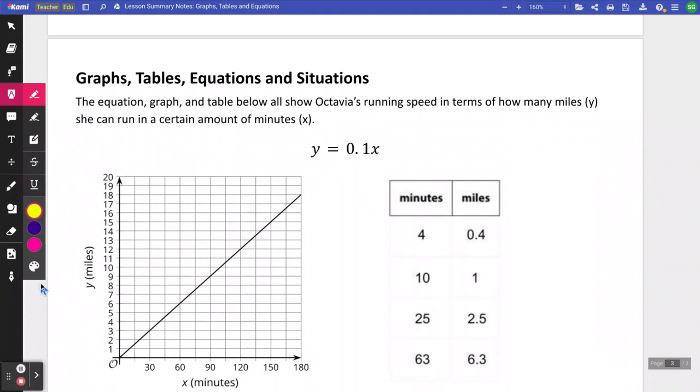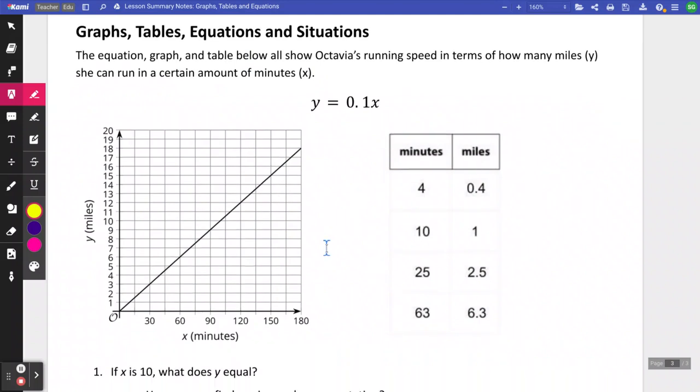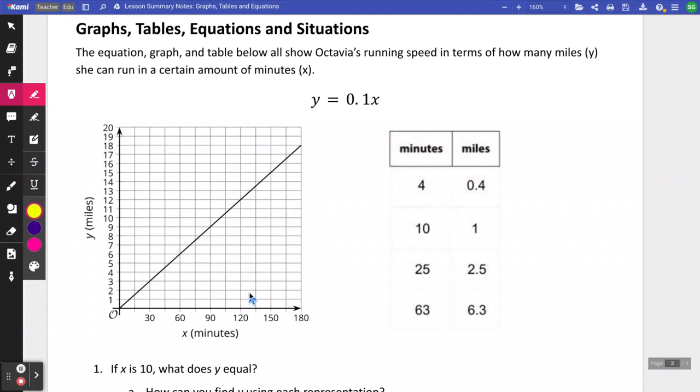we've got an equation, a graph, and a table, all below, that show Octavia's running speed in terms of how many miles she can run. For miles, we're using y, and for the number of minutes, we're using x. So I've got this equation, this graph, and we're also adding in a table here as well. Our first question is, if x equals the number 10, what does y equal?